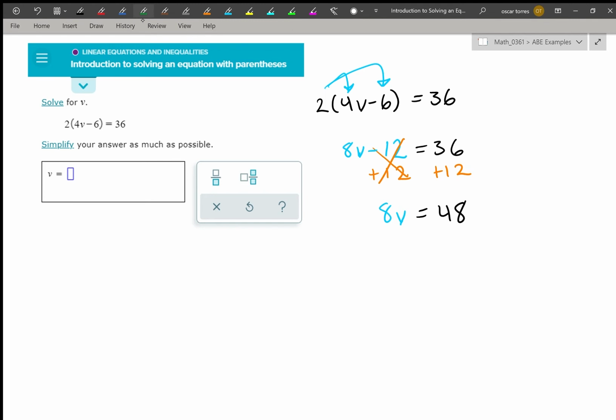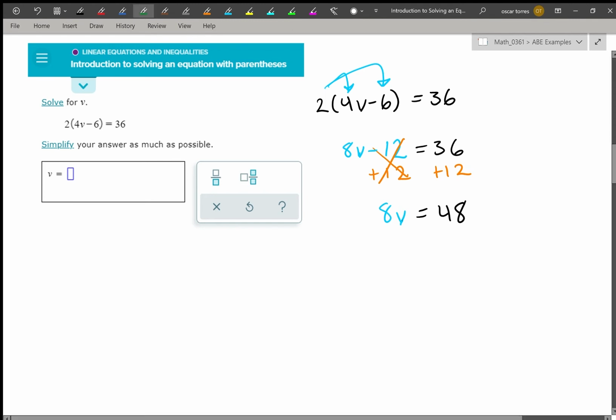And now we need to get this v by itself. The v is next to the 8, which means they're being multiplied. So to get rid of the 8, we do the opposite of multiplying by 8. That would be dividing by 8. So we divide the left side by 8 and the right side by 8. On the left-hand side, the 8's cancel out, and it leaves us with v equals whatever 48 divided by 8 is. 48 divided by 8 would be 6, so we have v equals 6.